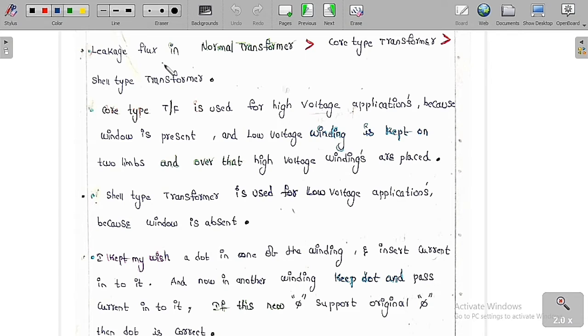Only with the mutual flux is power transferred from one winding to another by electromagnetic means, or we can say by using the magnetic medium. So in the normal transformer, the amount of leakage flux is very high when compared to the core type transformer, and when compared to the shell type transformer.